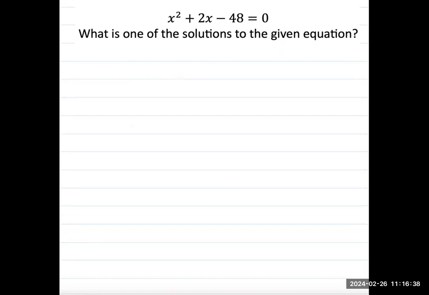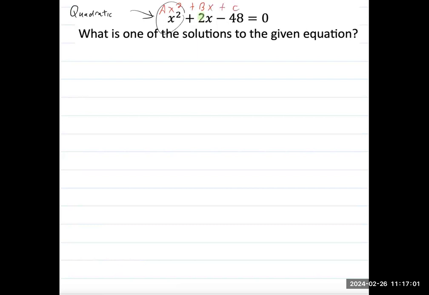Here we're being asked for one of the solutions to the given equation. We have x² plus 2x minus 48 equals 0. So we know it's a quadratic because it has x squared. And a quadratic is in the format of ax squared plus bx plus c.